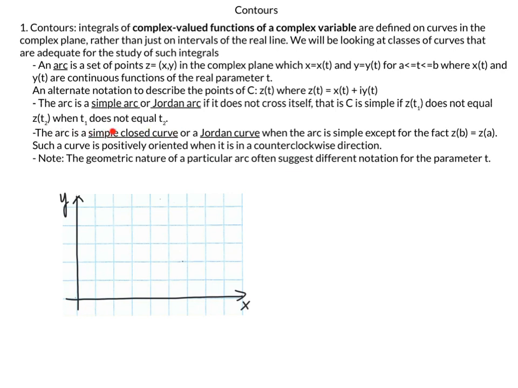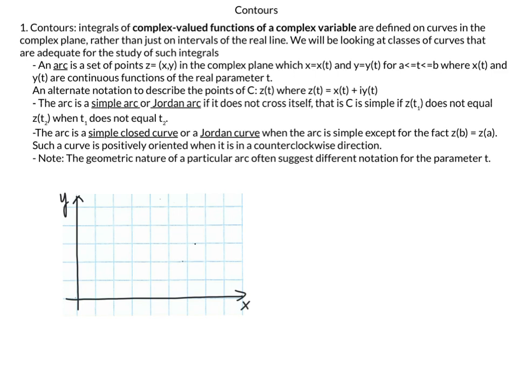An arc is a simple closed curve, or Jordan curve, when the arc is simple except for the fact that z of b equals z of a, so there's a starting point and an ending point. Such a curve is positively oriented when it is in a counterclockwise direction. Counterclockwise, in other words, in increasing radians.